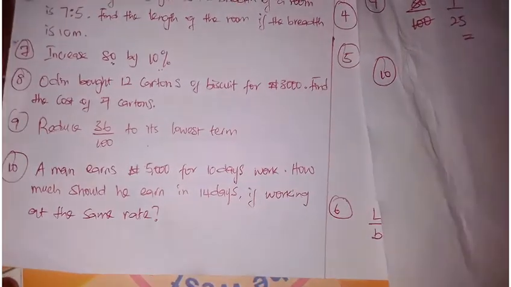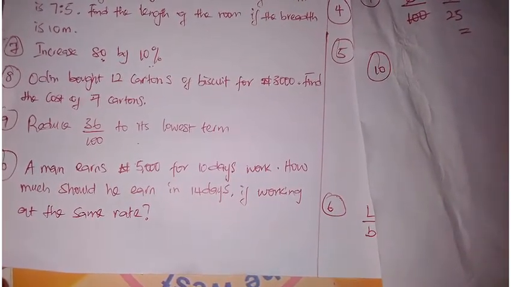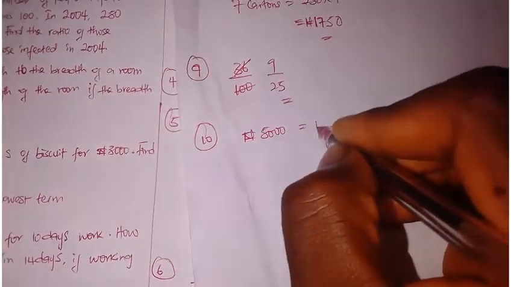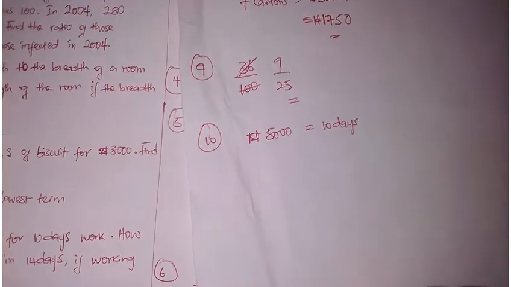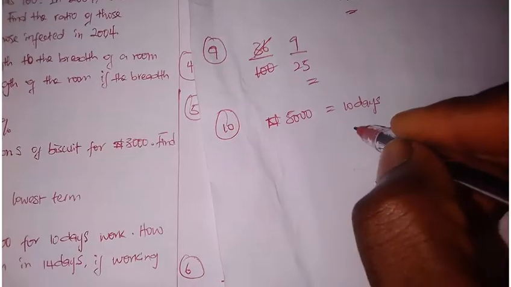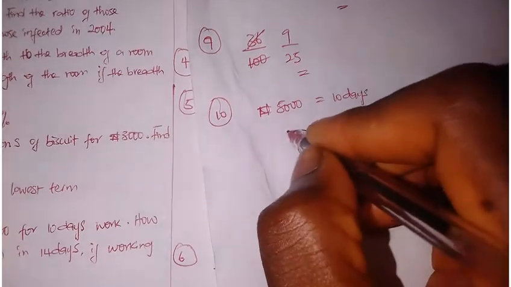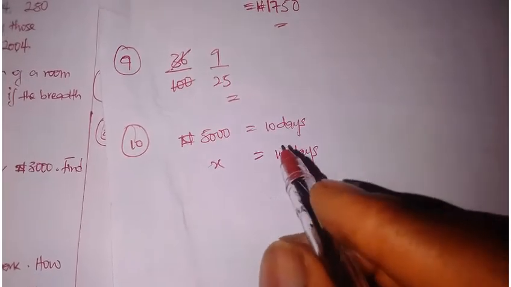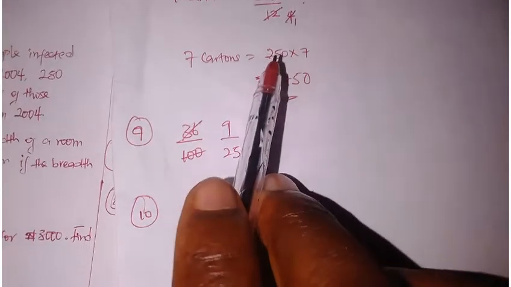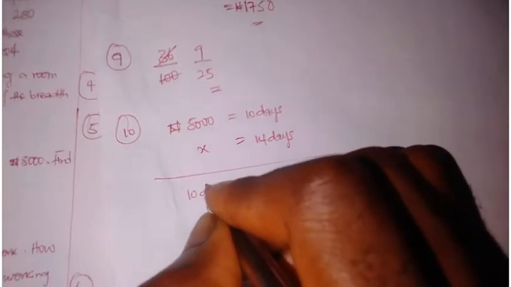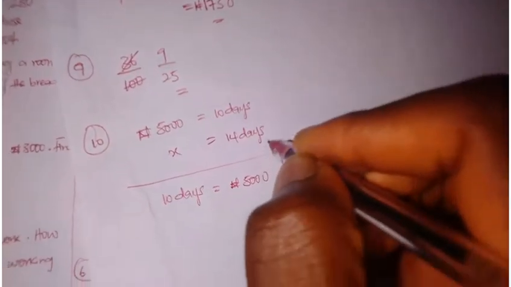It said a man earns 5,000 naira for 10 days work. How much should he earn in 14 days? In 14 days, he will earn X naira. Okay, so in that case then let's switch it over. How do I mean? In 10 days time, he earned 5,000 naira after working.